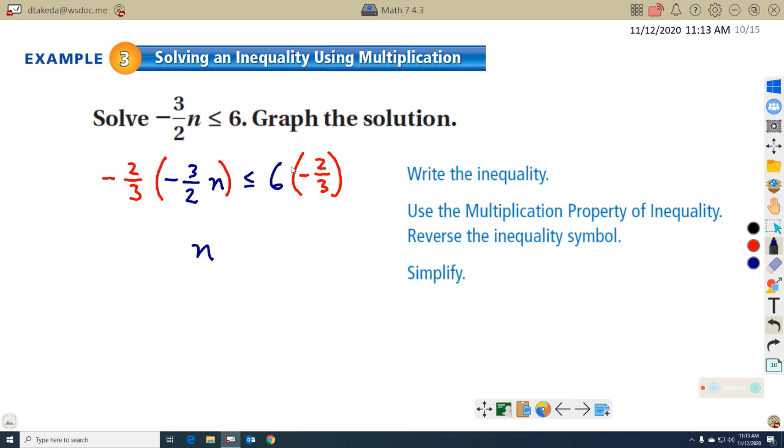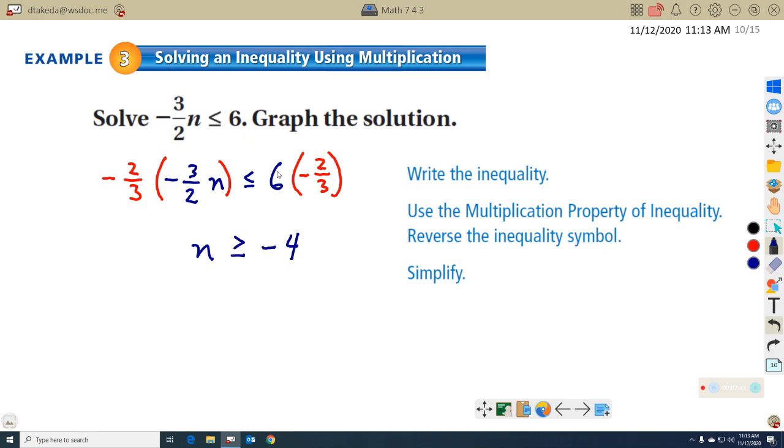Let's talk about how to simplify the right side. Whenever you multiply a whole number by a fraction, just divide by the denominator and multiply by the numerator, if you can. Sometimes it gets a little messy. You might need a calculator or something. But these numbers work out really well, because 6 divided by 3 is 2, and then 2 times 2 is 4. And a positive times a negative is a negative. So this becomes negative 4. And I have to reverse my inequality symbol around.